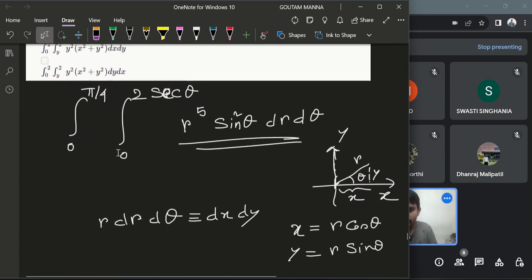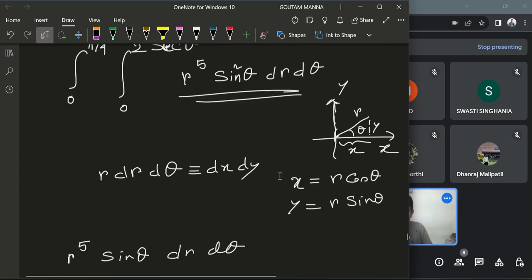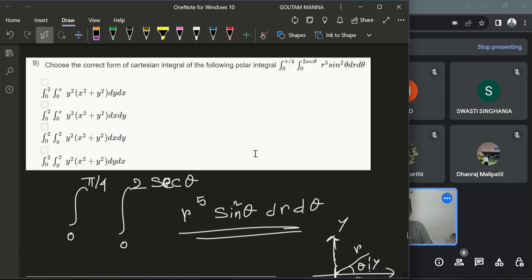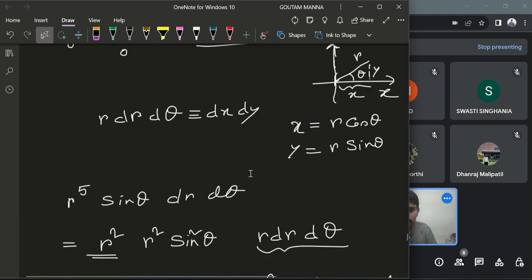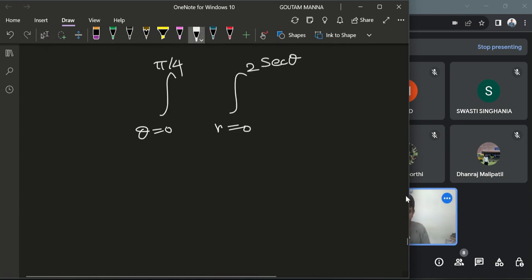Okay, so let me write the limits. This r is going from 0 to 2 sec theta, and theta is going from 0 to pi by 4. Yeah, theta is going from 0 to pi by 4. Okay, so in that case, how will the region where we are integrating look?